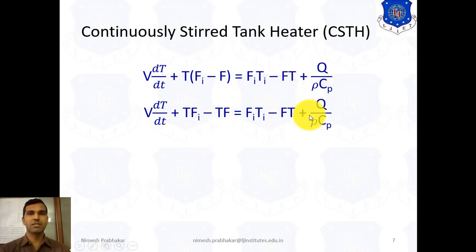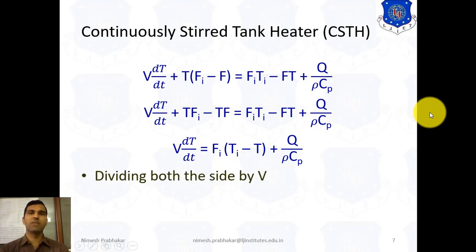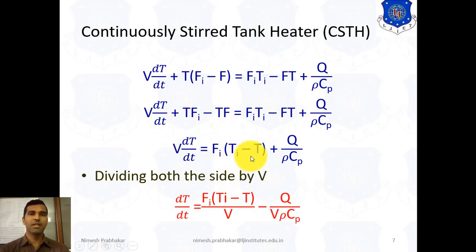So by rearranging this equation, we can write V dT by dt plus Fi, which is common in this term and this term. So Ti, this term goes to the right hand side. So we can write Ti minus T plus Q upon rho Cp is the same, and F T is cancelled. Now we divide both sides by V. So we get the equation dT by dt equals Fi Ti minus T upon V plus Q upon V rho Cp. So this is the final energy balance equation for the CSTH, or the continuously stirred tank heater.